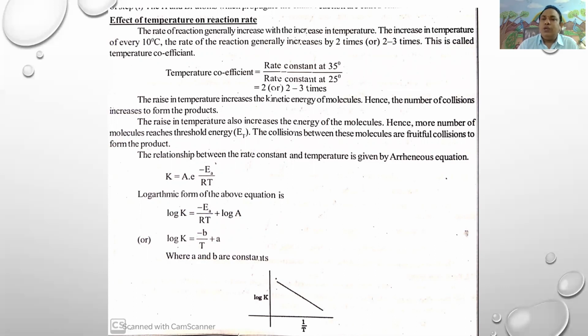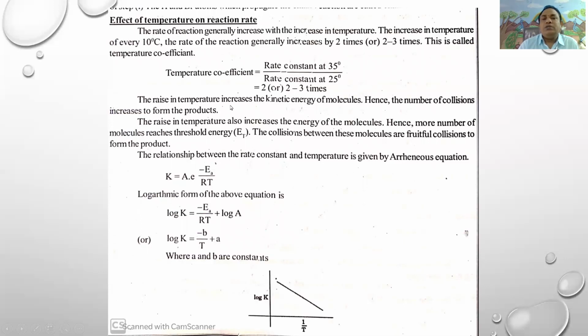Meaning, during the chemical reaction, for every 10 degrees centigrade rise in the temperature of the molecules, the rate is doubled or it increases 2 to 3 times. This is called the temperature coefficient. That is, the temperature coefficient equals the rate constant at 35 degrees centigrade divided by the rate constant at 25 degrees centigrade, which equals 2 or 2 to 3 times.